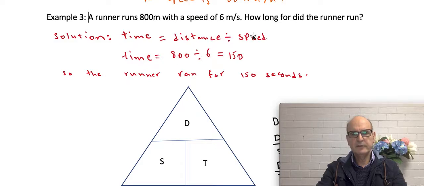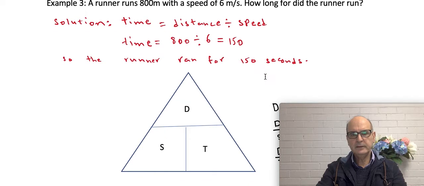So the distance is 800, then divide by speed, which is 6. 800 divided by 6 gives us 150. But what is 150? This is the time, and here the time unit was second. So that will be 150 seconds.